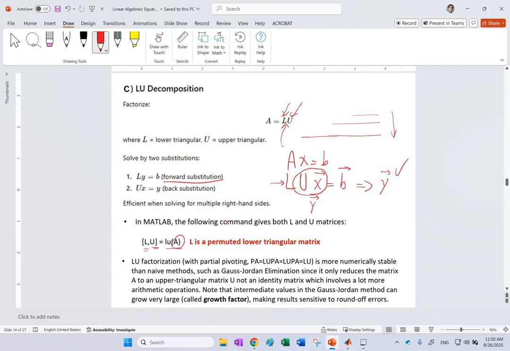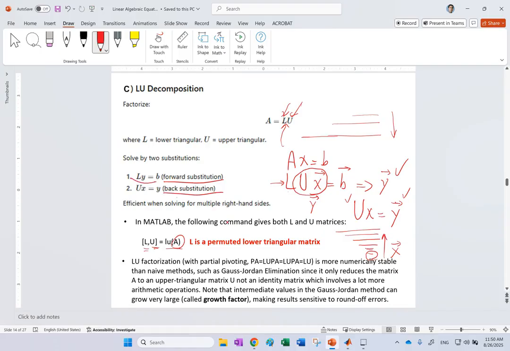Fine. Now that Y is found, U times X equals Y. And Y is known and U is known. Now U is an upper triangular matrix. So that means the first row has a bunch of equations and unknowns. The second row has one less. The third row has one less, and so on and so forth. So this time you can start at the bottom equation and find the last element in X, and then go upward. So that is what we call the backward substitution, right?